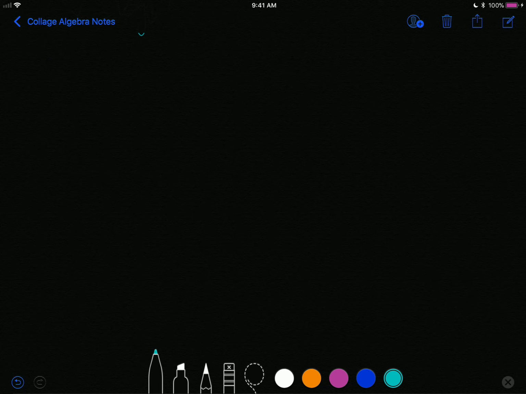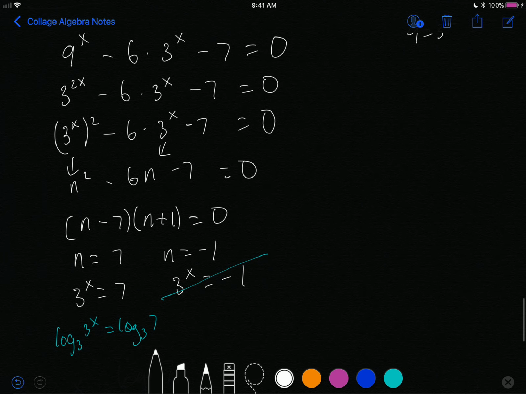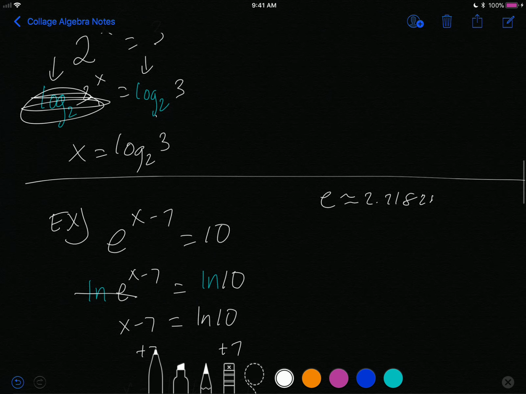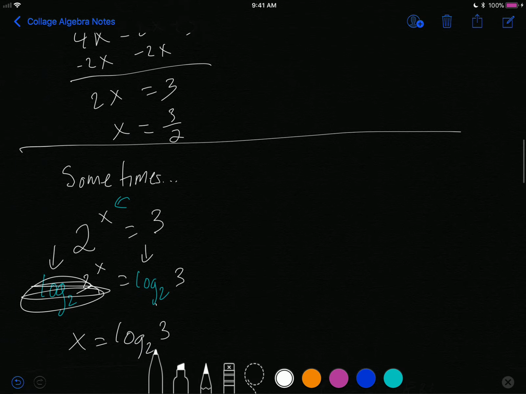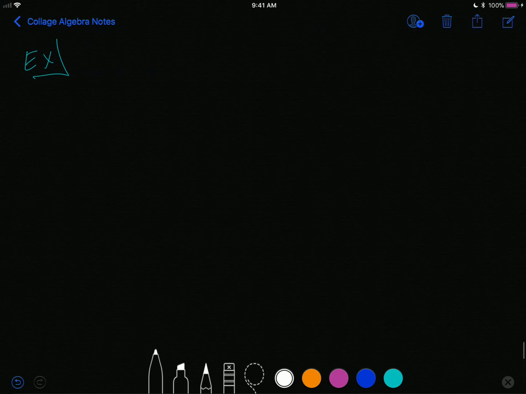Solving logarithmic equations. So let's start right here. If you notice, before when we were solving exponential equations, what we did was we took the log on both sides to solve. So when we have this equation right here, we take ln on both sides. When we had this equation right here, we took log base 2 on both sides. When we have a log equation on the other hand, what we do is we convert to exponential form.